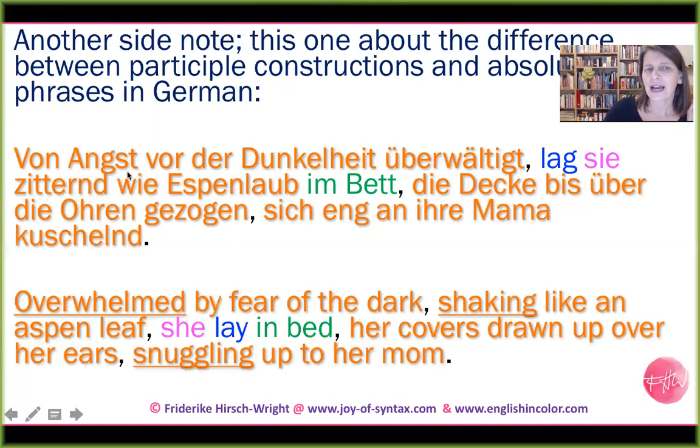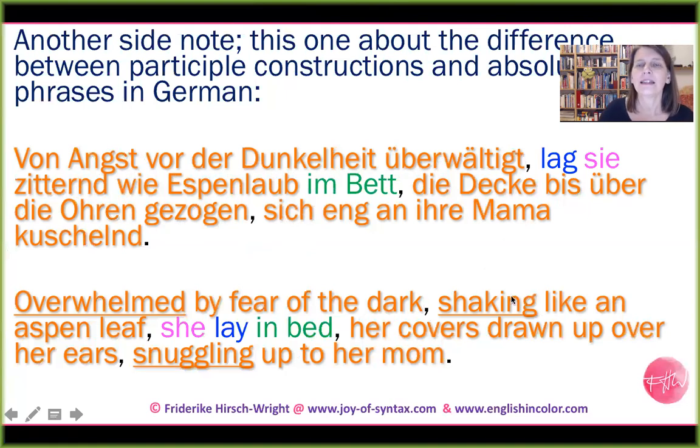Okay, and now we see von Angst vor der Dunkelheit überwältigt. Usually the participle of the participle construction is at the end or towards the end of the structure, and in English it's at the beginning. So that's such an interesting difference. Overwhelmed by fear. Von Angst vor der Dunkelheit überwältigt.